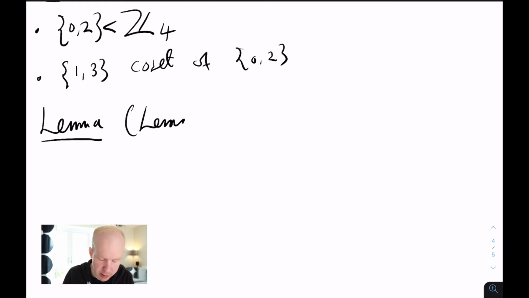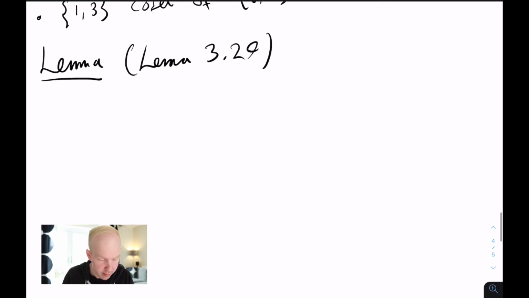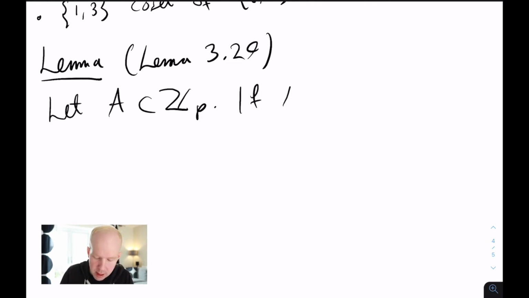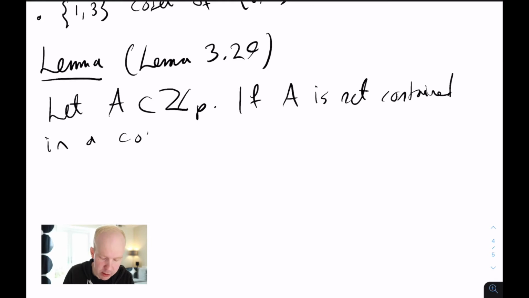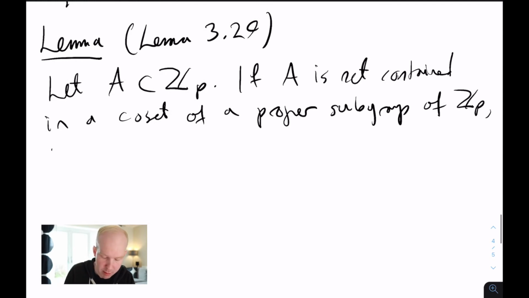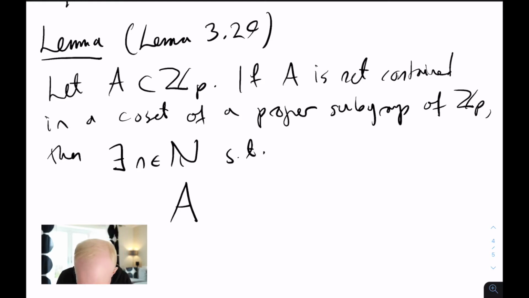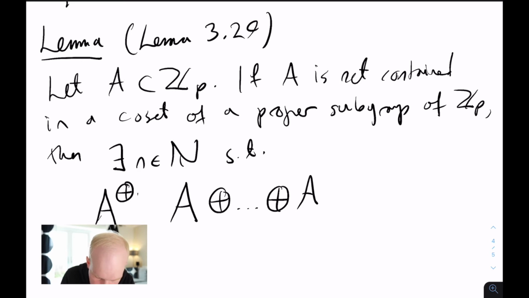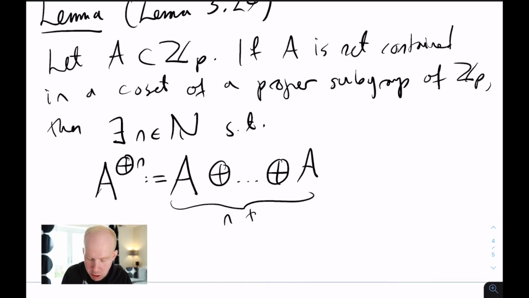which is, I think in the lecture notes, lemma 3.29, which is the following. Let A be any subset in Z_P. If A is not contained in a coset of a proper subgroup of Z_P, then there exists n in N such that when you take this set n times, using the notation A plus n, meaning n times, this is equal to Z_P.